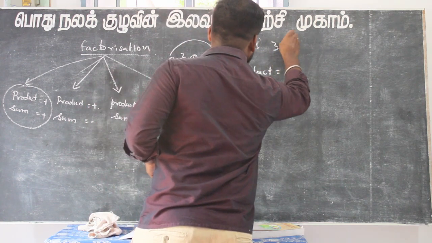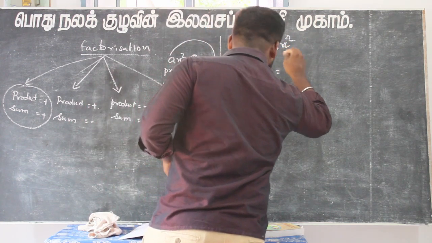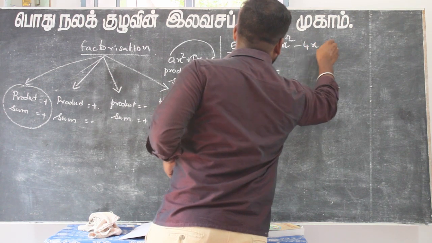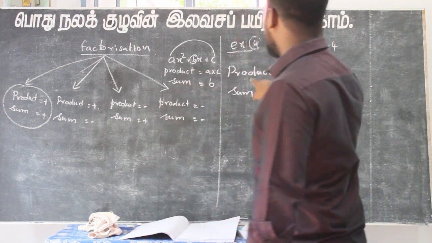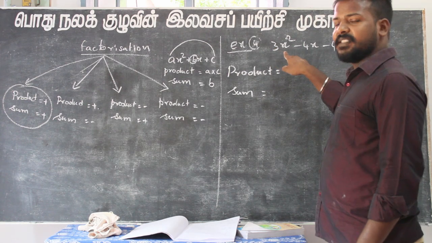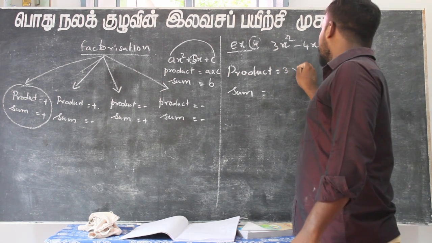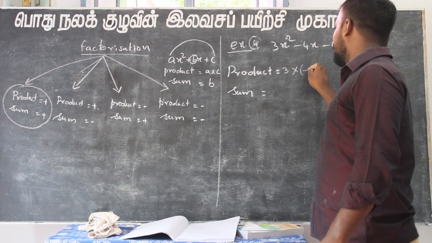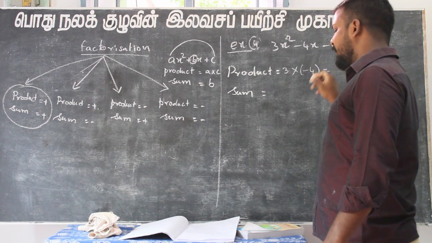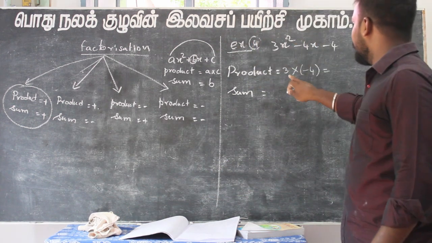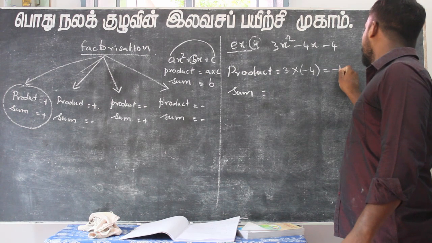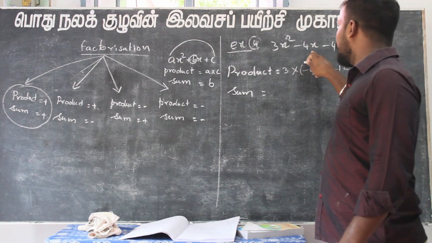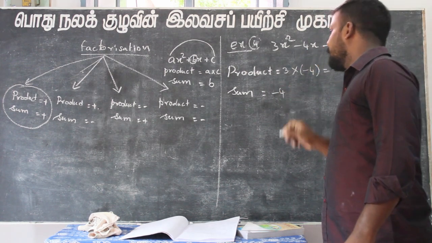3x square minus 4x minus 4. What about the product here? So coefficient of x square 3 into constant term, that is nothing but minus 4. So if you multiply, what will we get here? 3 into minus 4, you will get minus 12. What is the sum here? Coefficient of x, nothing but minus 4.